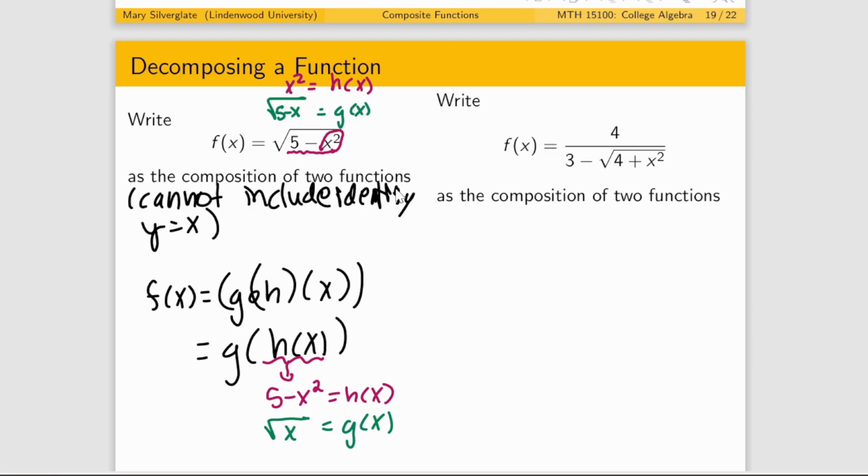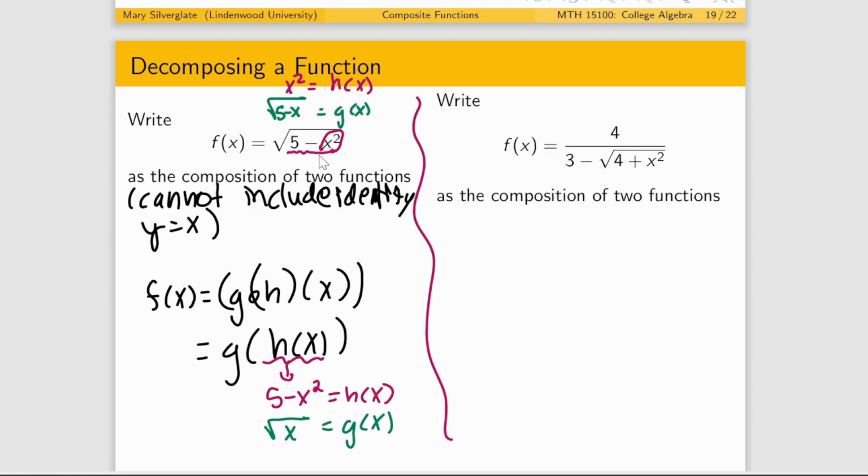Both of these are equally correct answers, and both would be counted as correct both on Alex and on an exam. So there's oftentimes many different answers to these problems, but again, you're not allowed to just make the inside y equals x, otherwise that would be very boring.